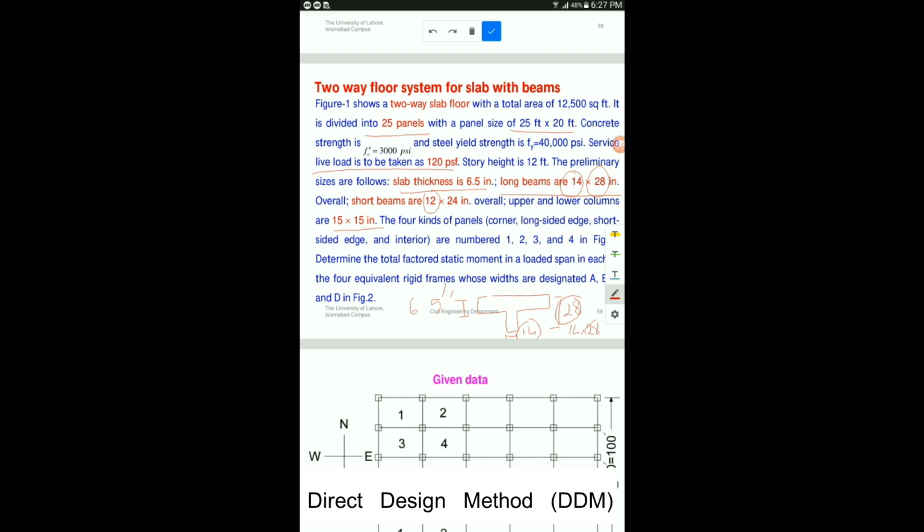Determine the total factored static moment in a loaded span in each of the four equivalent rigid frames, which are designated A, B, C and D. So this is the first step in this numerical, that we are going to calculate the total factored static moment, which we call M naught.